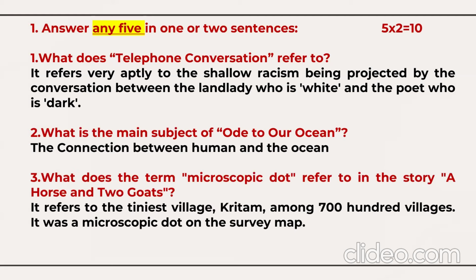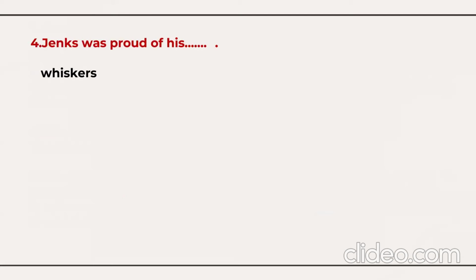What does the term microscopic dot refer to in the story A Horse and Two Gods? It refers to the tiniest village Kritam, which is one among 700 villages, and it was a microscopic dot on the survey map. Very rarely can you find the location of this village, like a dot on the map. Then the next question you have here, Jenks was proud of his whiskers.